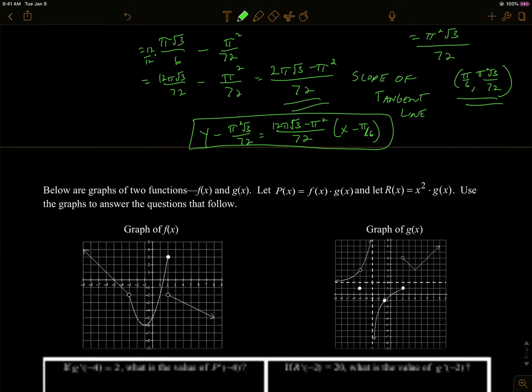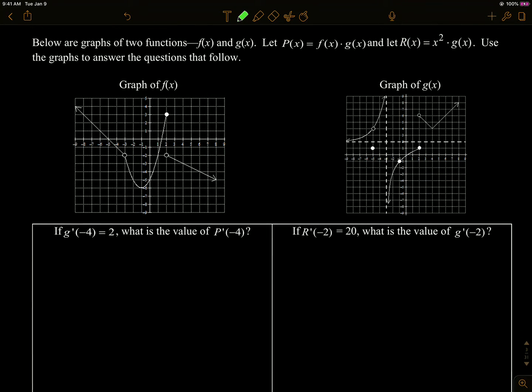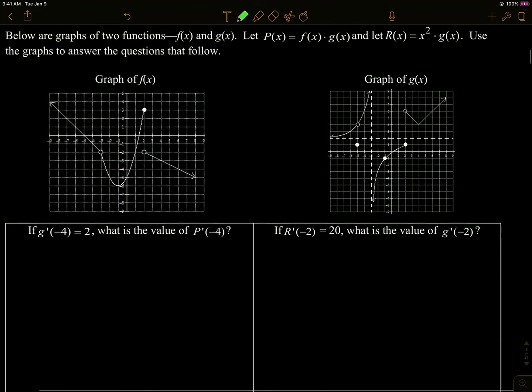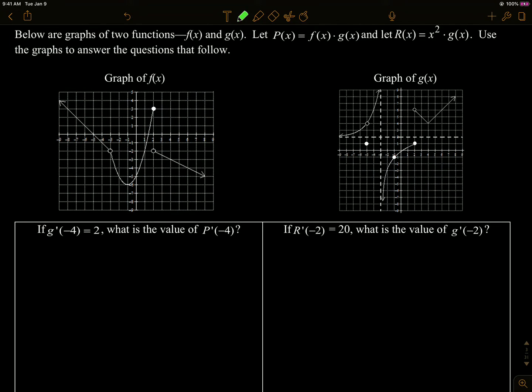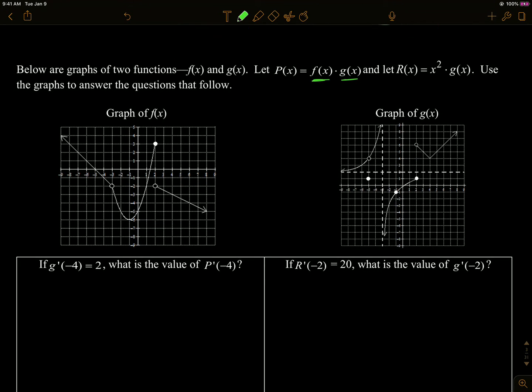Now we've got to look at how to do this graphically. Those were from equations. What if I give you a graph of f and a graph of g and ask you to find some stuff? They say here that if g prime of negative 4 is 2, what is the value of p prime of negative 4? So we have the graph of g, we have the graph of f. What the heck is p? If we read the instructions, it says here are the graphs of two functions, f and g. Let p equal f times g, and let r equal x squared times g of x. Use the graphs to answer the questions that follow.